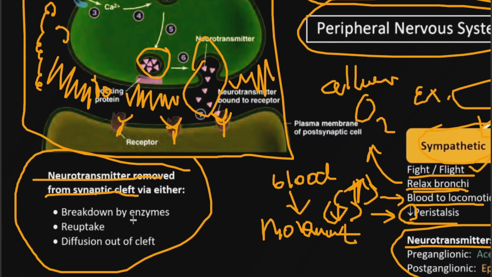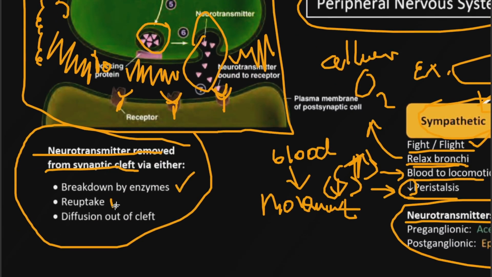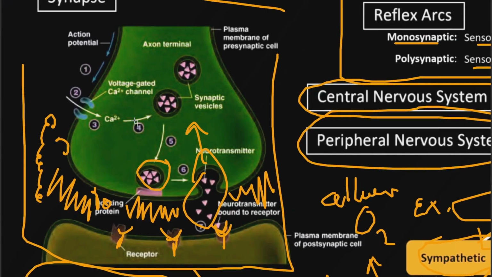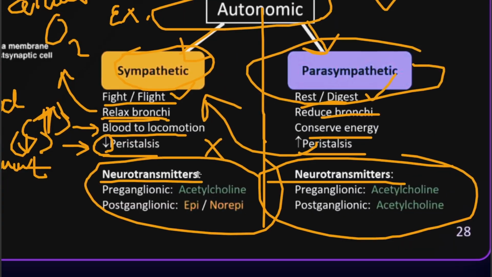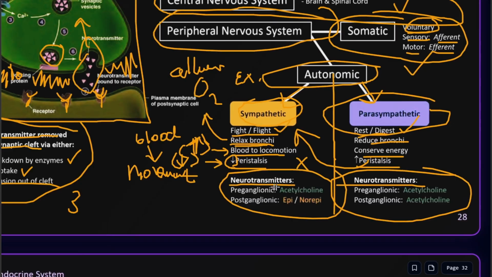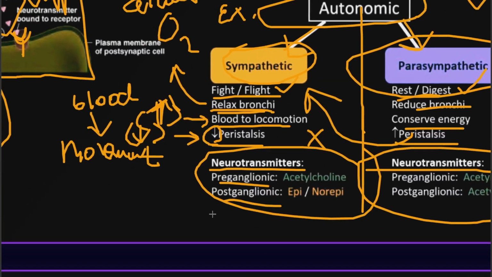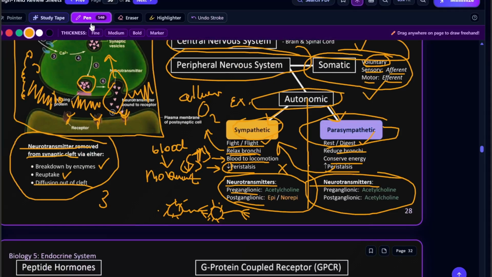Where do they go? They can either be broken down by enzymes, reuptake, so it goes back into the neuron that it came from, or it could diffuse out of the cleft. Those are the three ways. And so your neurotransmitters, we were just talking about them, for your preganglionic and postganglionic. Say you have one neuron here that attaches to another one here, right? This would be your dendrites, by the way. Dendrites are here. This is your preganglionic over here, and this would be your postganglionic over here.